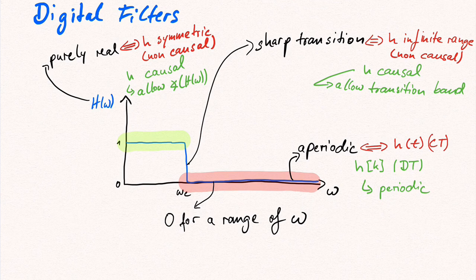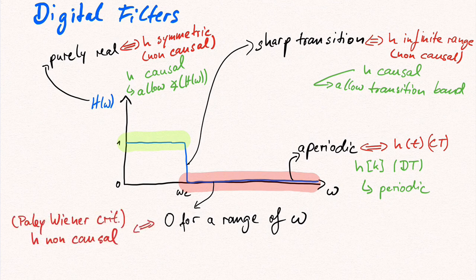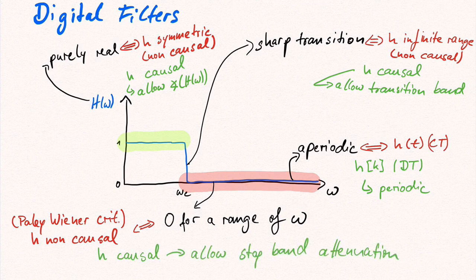And also demanding that H of omega is exactly 0 for a whole range of frequencies can only be satisfied with a non-causal impulse response h. But since we require our impulse response h to be a causal function, we have to allow a stopband attenuation instead of having H of omega being equal to 0 for the entire stopband.